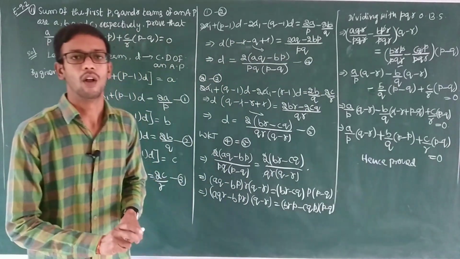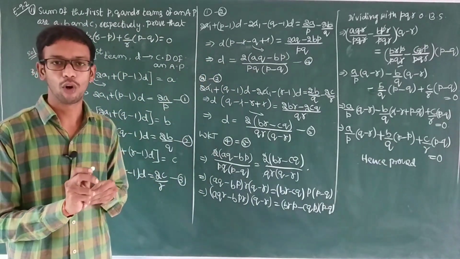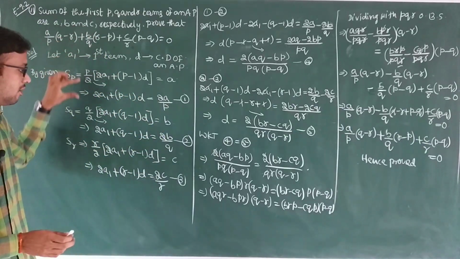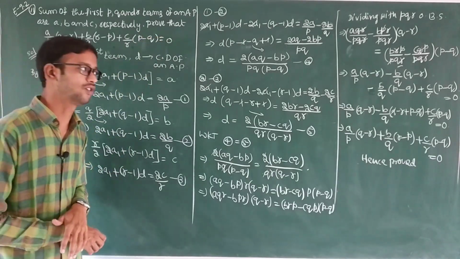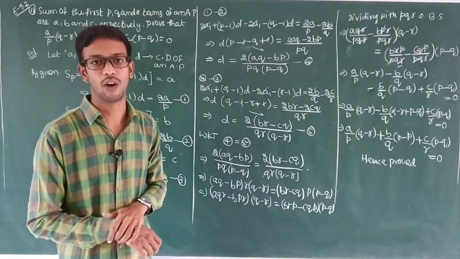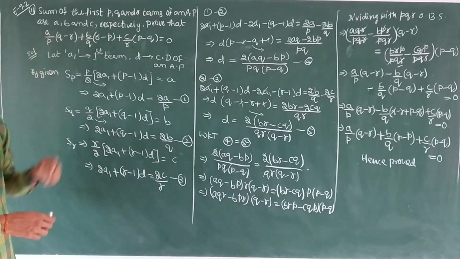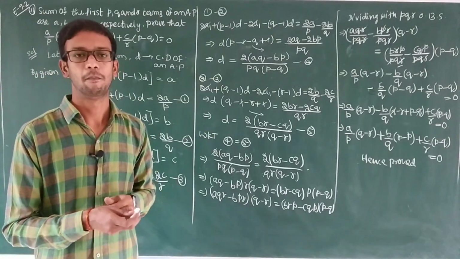Hence proved. The problem is lengthy, but it is just simplification. We won't use any different tricks here. First of all, we know the formulas, and we use subtraction. And one more main point is dividing with PQR. Sir, why are we dividing with PQR? Because we have to get this equation. For this equation's purpose only we are dividing with PQR.